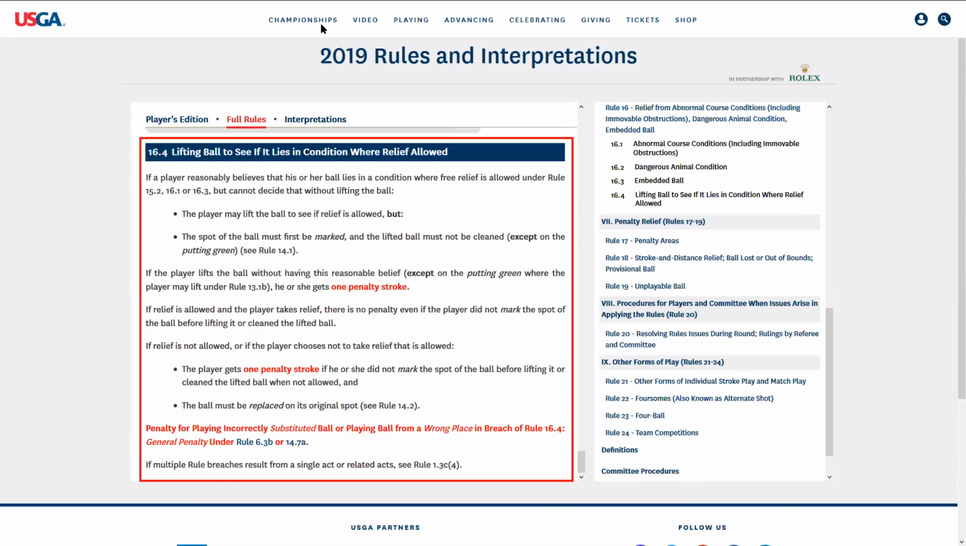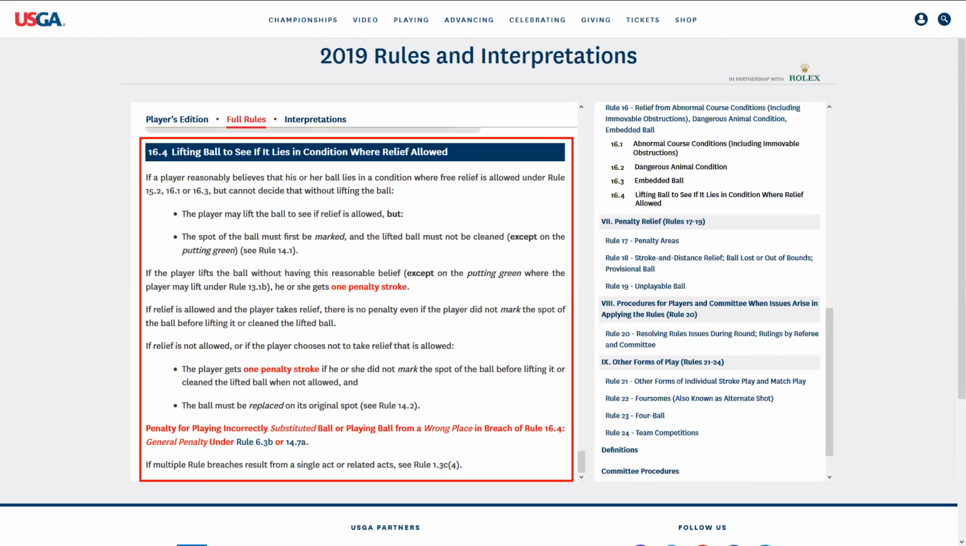If the player lifts the ball without having this reasonable belief, except on the putting green, he or she is going to get 1 penalty stroke. If relief is allowed and the player takes relief, there is no penalty even if the player did not mark the ball. So you're taking some chance if you simply pick it up, but if you're allowed to take relief, obviously you didn't have to mark it.